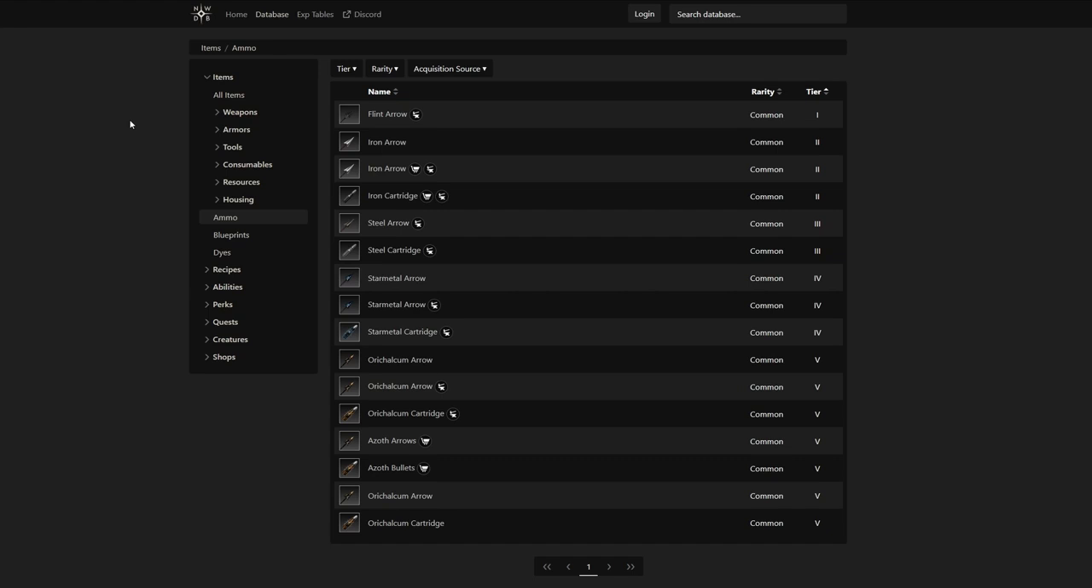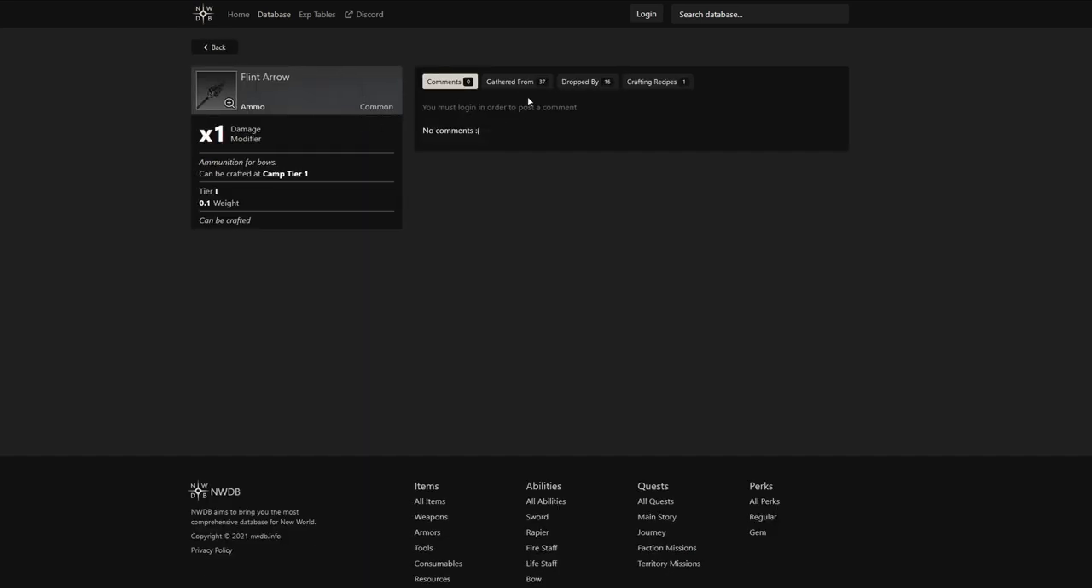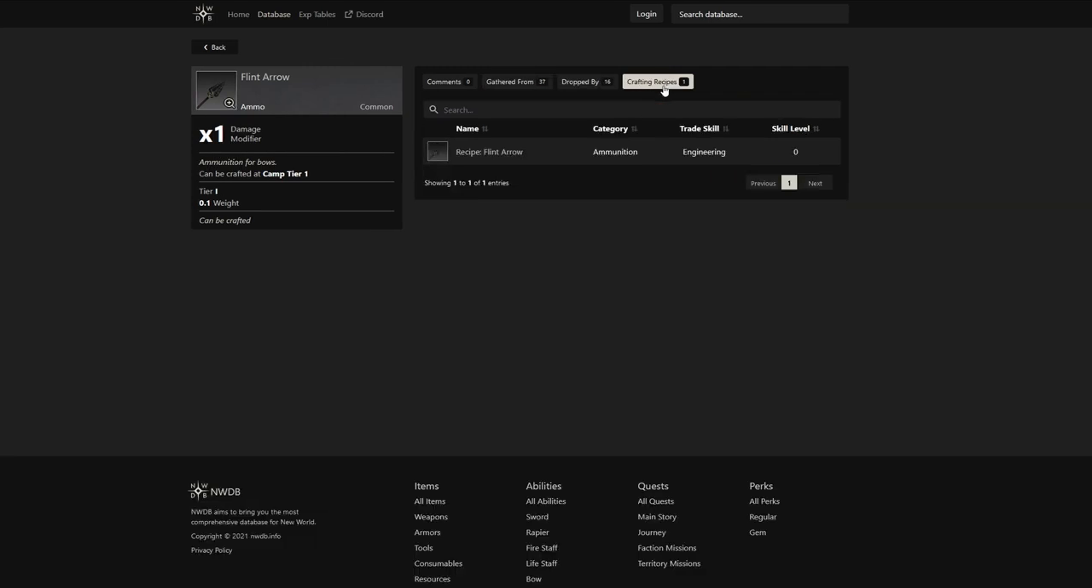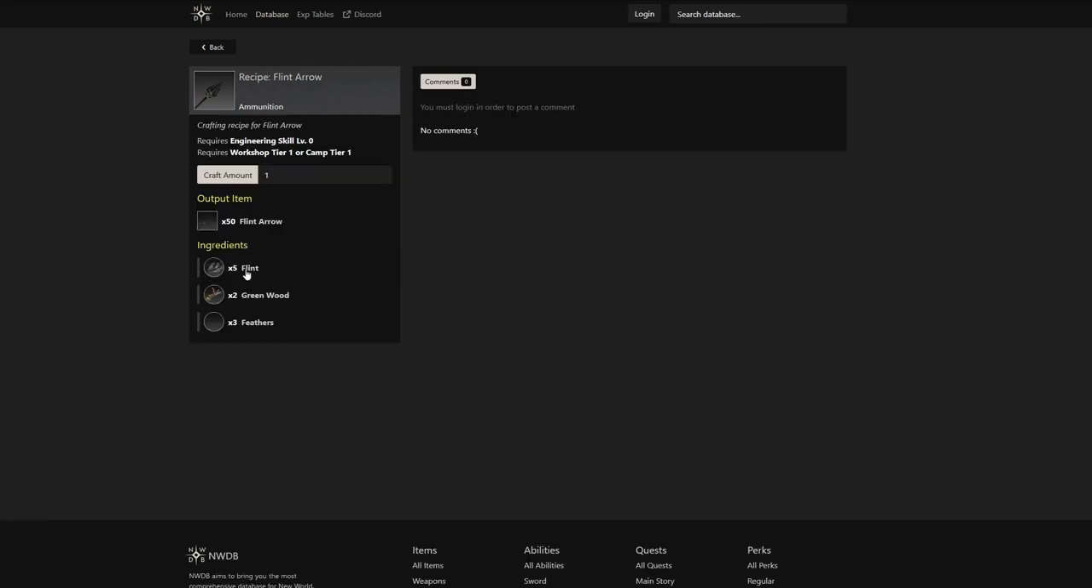I want to say to start off right now, we do have a flint arrow, right? Level 1, tier 1. So this is very, very easy to craft. It's actually craftable at the camp. And you can actually jump in here and we can see that it's dropped and gathered by so many different things. However, the biggest thing is the crafting recipe. So it's 5 flint, 2 green wood, and 3 feathers. This is why crafting arrows is so, so easy. There is a tier 1 arrow and it's very, very easy to make.